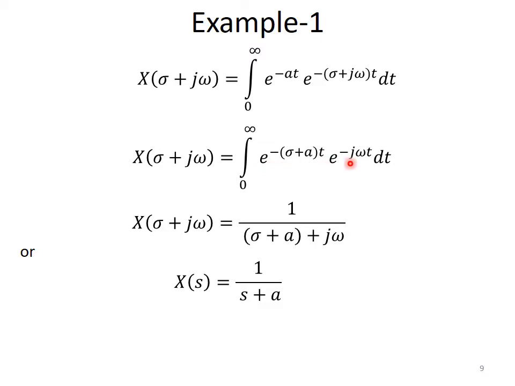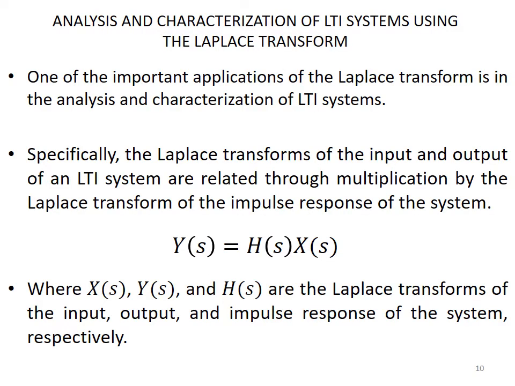Now simplifying it further by separating the real and imaginary exponents, you can find out the Laplace transform of this function, X of sigma plus j omega equal to 1 upon sigma plus a, which is the real part, plus j omega, which is the imaginary part. Or we know s is equal to sigma plus j omega, so we can write down the Laplace of this function as X of s equal to 1 upon s plus a.